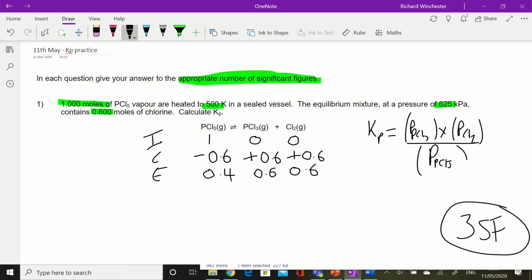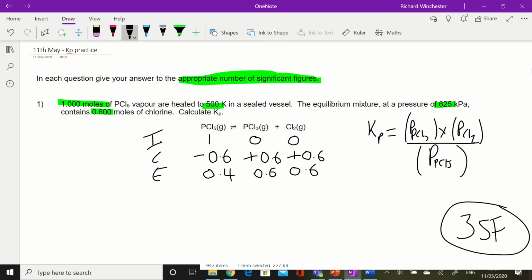Alright, well, what's the partial pressure? Well, the partial pressure of each thing is the mole fraction times the total pressure. Total pressure is fine, I know that, 625 kilopascals. What unit should I use? Well, in this case, because the moles is a unitless amount, I can just carry on using kilopascals the whole way through and quote my answer as kilopascals.